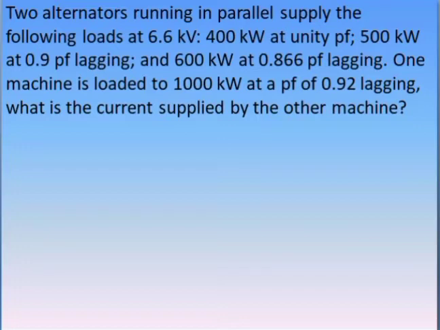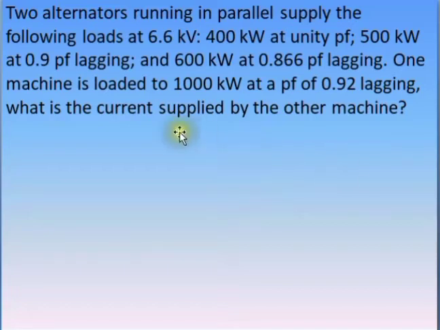Two alternators running in parallel supply the following loads at 6.6 kilovolts: 400 kilowatts at unity power factor, 500 kilowatts at 0.9 power factor, and 600 kilowatts at 0.866 power factor lagging. One machine is loaded to 1,000 kilowatts at a power factor of 0.92 lagging. What is the current supplied by the other machine?